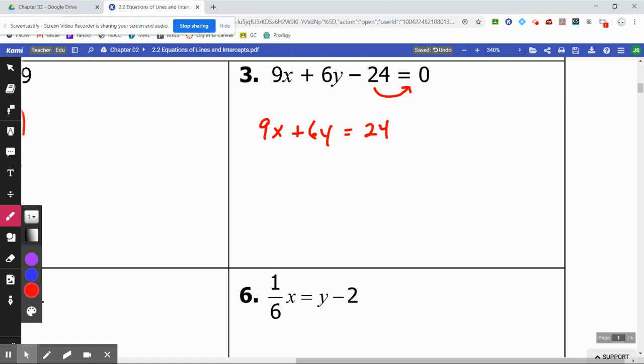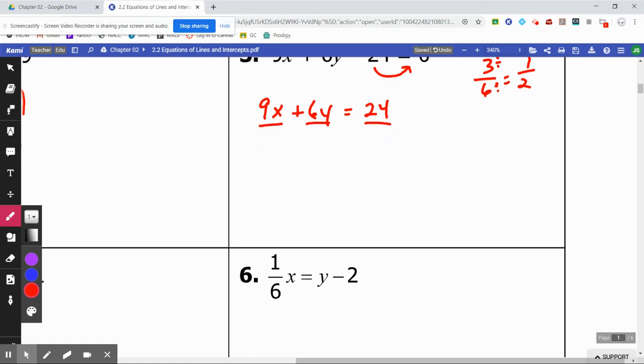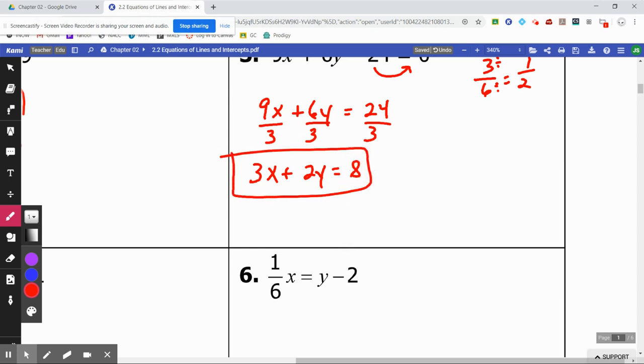Now again, a reminder, I might have told you this before, but anytime you have an equation, equations can be reduced the same way fractions are. If you have the fraction 3/6 and you're asked to reduce it, then you divide top and bottom by the same value. You divide top and bottom here by 3, you get 1/2. You can do this the same way. We're going to divide every term by the same number, and I think 3 is your GCF here. So that leaves you with 3x plus 2y equals 8. That would be standard form. We're going to reduce it as much as possible.